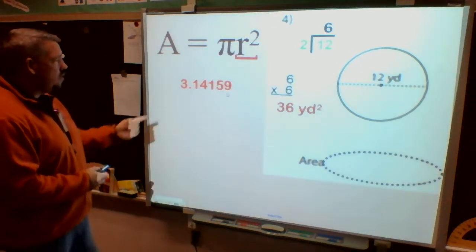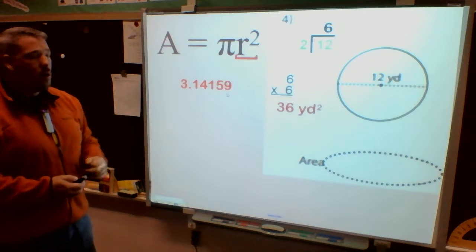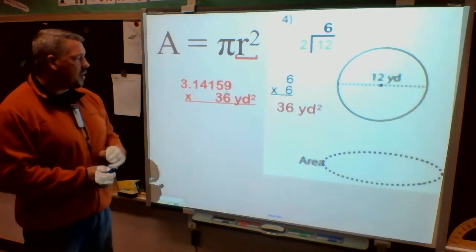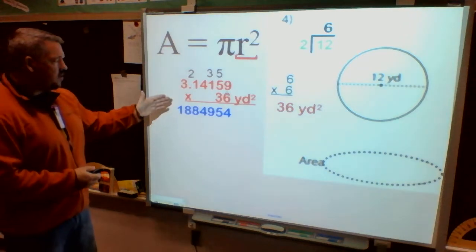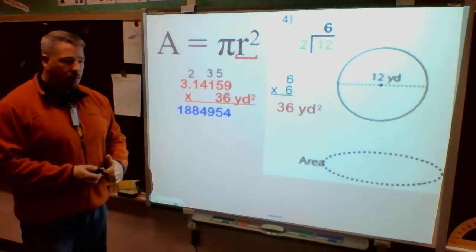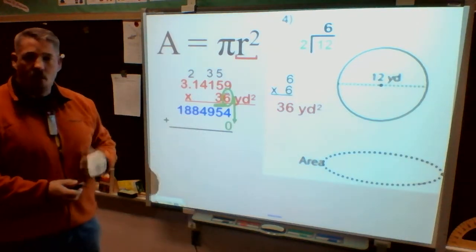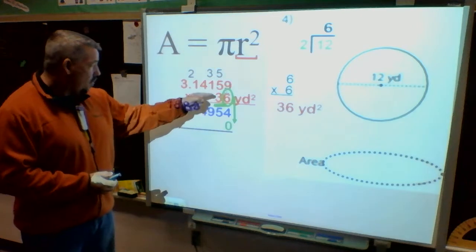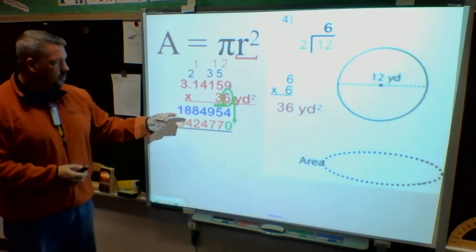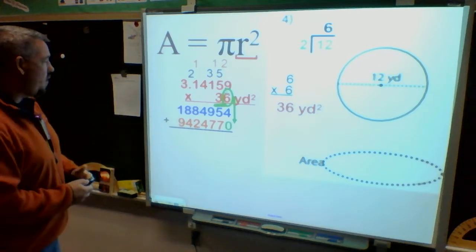3.14159 multiplied by 36. So I only have to show my 2 multiplication answers on this one as well. Start with the 6 and I multiply, and I should get 1884954. My second number tells me to bring down a 0 to hold that place value. Multiply by 3, which gives me 9,42477. They're lined up correctly in their place value areas.